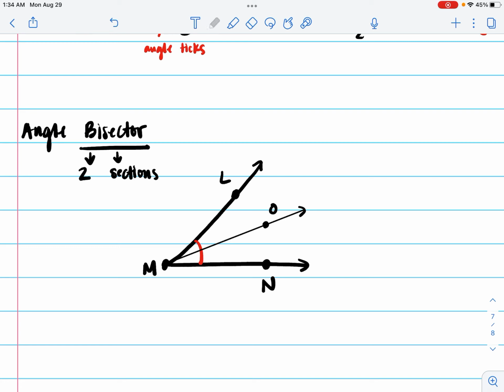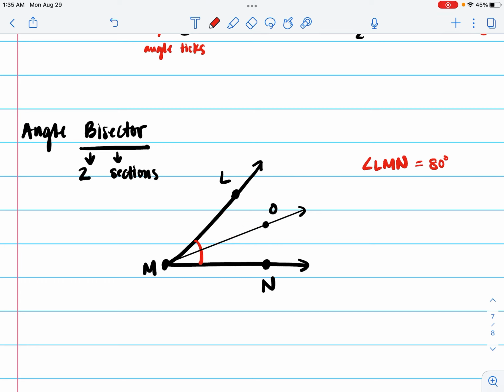And an angle bisector takes this red angle. If I were to say this original angle, this whole angle, angle LMN, was equal to, let's say, 80 degrees. It's not true. It doesn't even look like it's 80 degrees, but just for the sake of it, 80 degrees. An angle bisector would make two equal parts. And it would say this becomes 40 degrees, and this becomes 40 degrees.